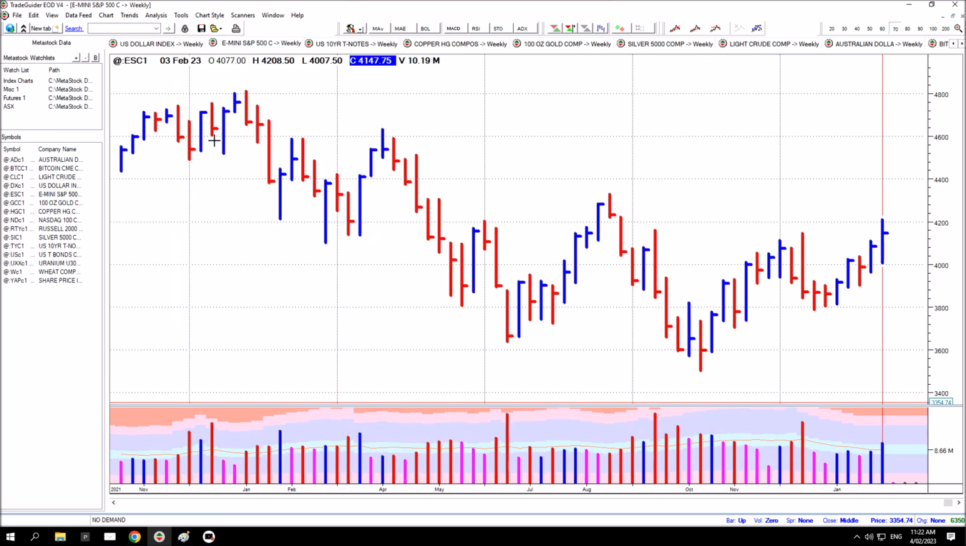Next chart is the E-mini S&P. This is S&P 500 Index Futures. Put some lines in quickly. We had some buying support come in here. And again here. And prices moved up and challenged the highs of the range.